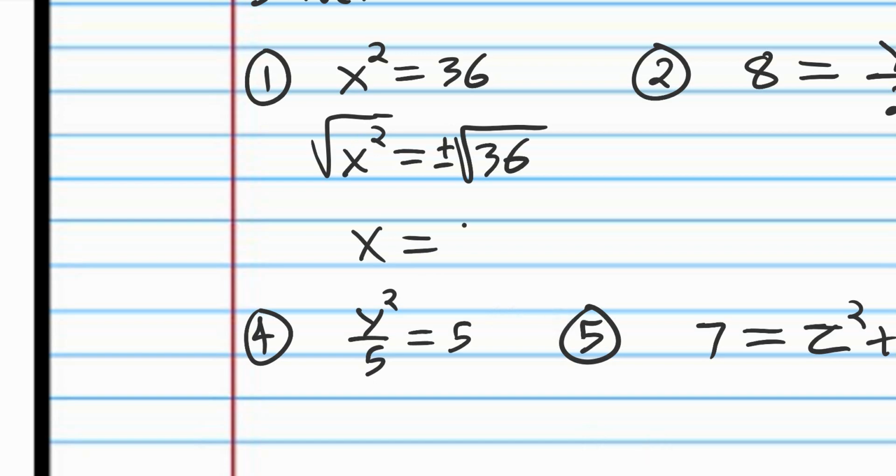And then we just have to find the square root of 36. What number times itself is equal to 36? Well, obviously that's just 6. And that's our answer. So now I want to explain where that plus or minus comes from.